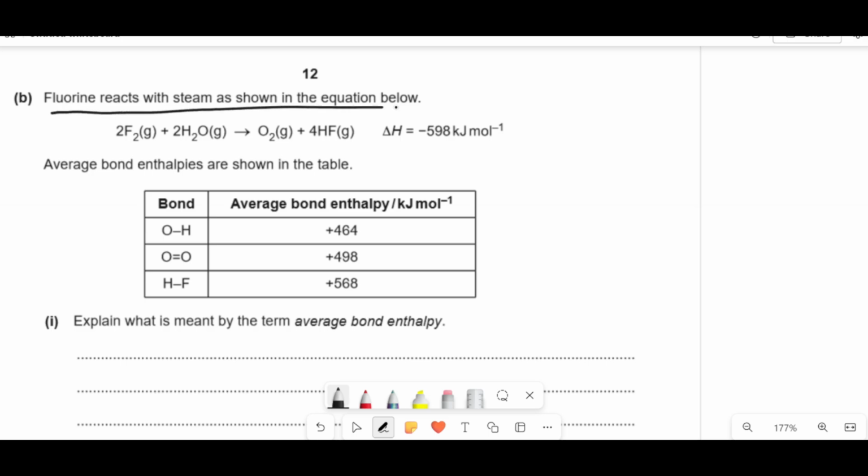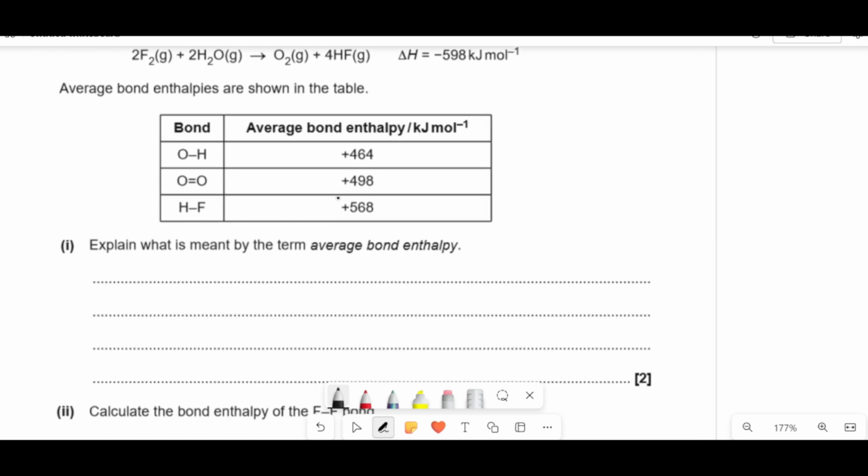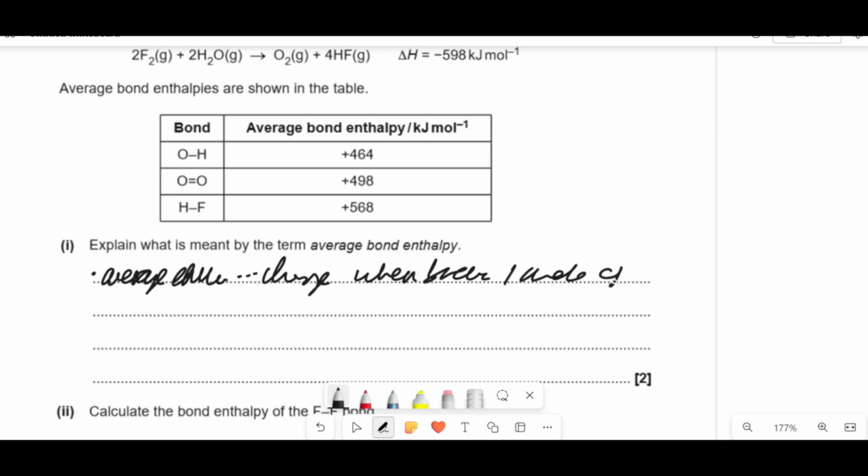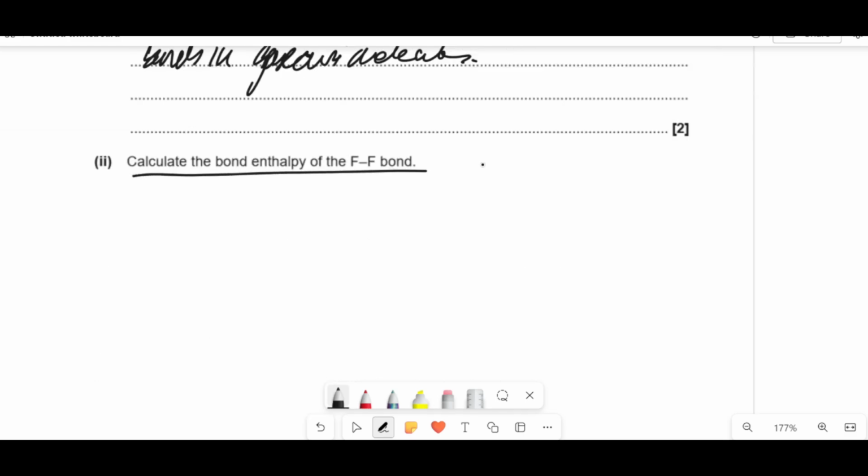Now it says the fluorine reacts with steam in this, and it says the average bond enthalpies are here, and then it says what is average bond enthalpy? So it's the average enthalpy change when you break 1 mole of bonds in gaseous molecules, right? That's what it is. It says calculate the bond enthalpy of this, right?